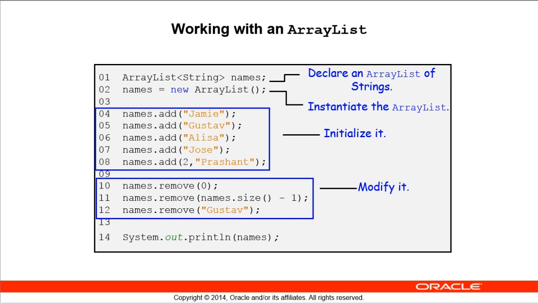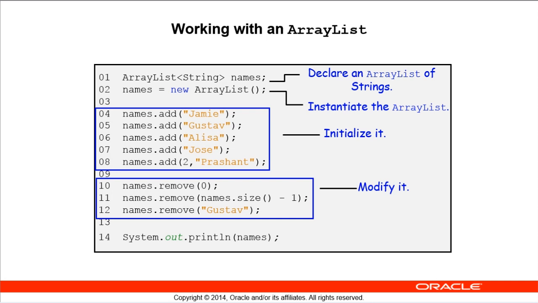In this example, the declaration of the names ArrayList occurs on line 1 and instantiation occurs on line 2. There are a number of methods that can be used to add data to an ArrayList. This example uses the add method, demonstrated on lines 4 to 8, to add several string objects to the list. On line 8, we use an overloaded add method that inserts an element at a specific location, in this case index location 2. There are also many methods available for manipulating the data.